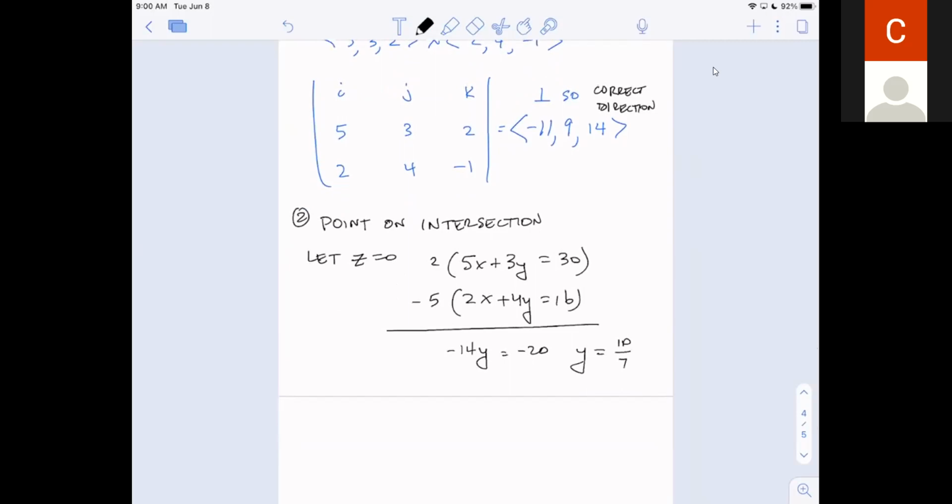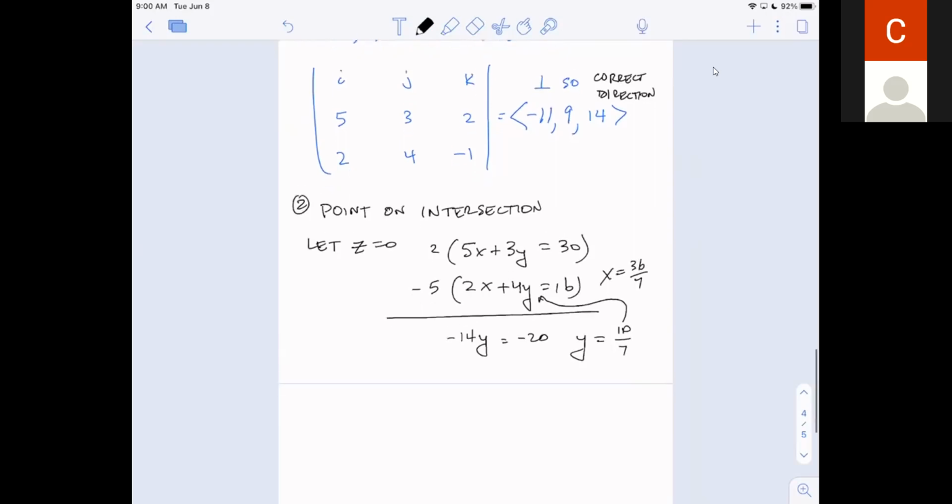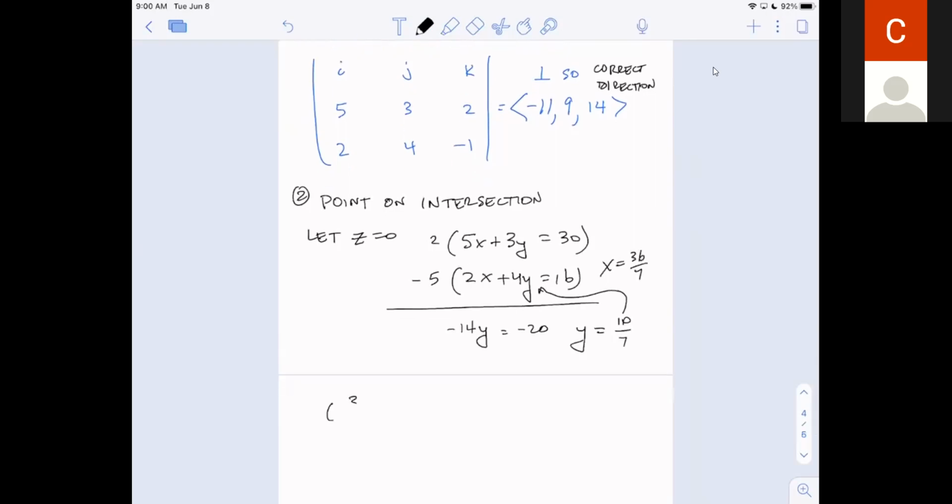At risk of stupidity again, I'm going to stick this back into this one. So if I took 16 minus 4 times 10 over 7, you tell me if I'm blowing this, 4 times 10 divided by 7, then that would be equal to 2x. If I divide that by 2 and convert that to a fraction, I got 36 over 7. So my point then would be 36 over 7, 10 over 7, and 0.